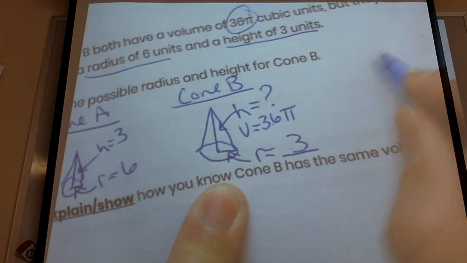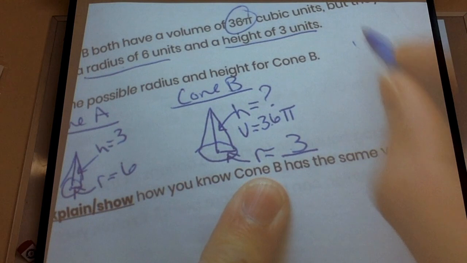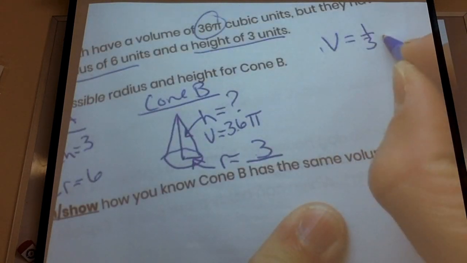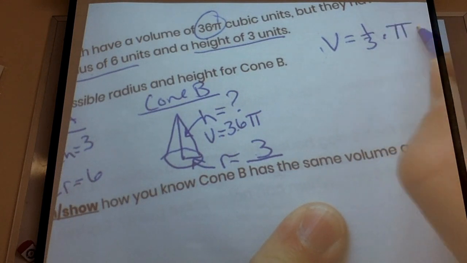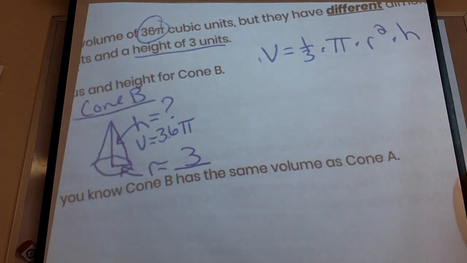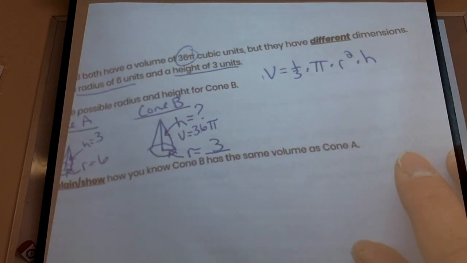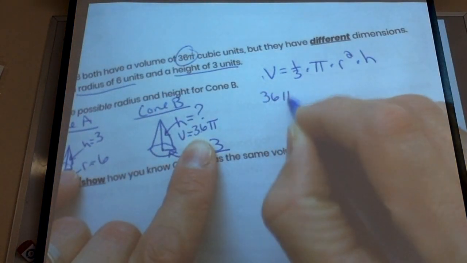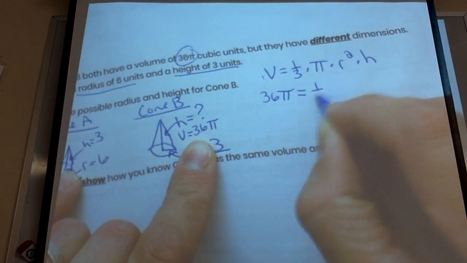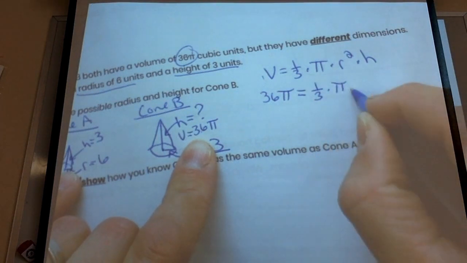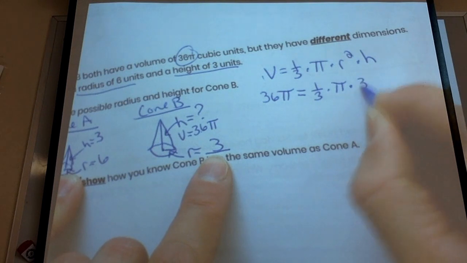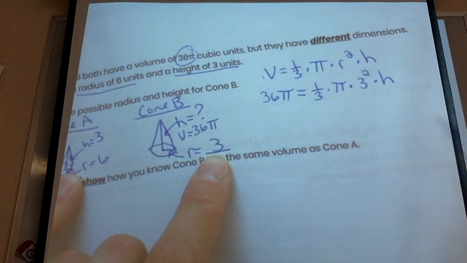So when we're dealing with a cone, our formula is volume equals 1/3 times pi times radius squared times our height. So I'm just going to plug in everything we know. We know the volume is 36 pi equals 1/3, we know pi is pi. Radius, I made up 3 to be the radius, so it's going to be 3 squared. But we don't know our h.